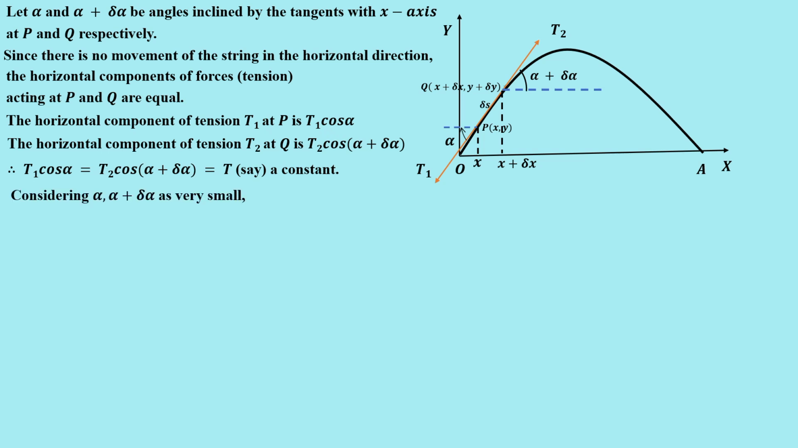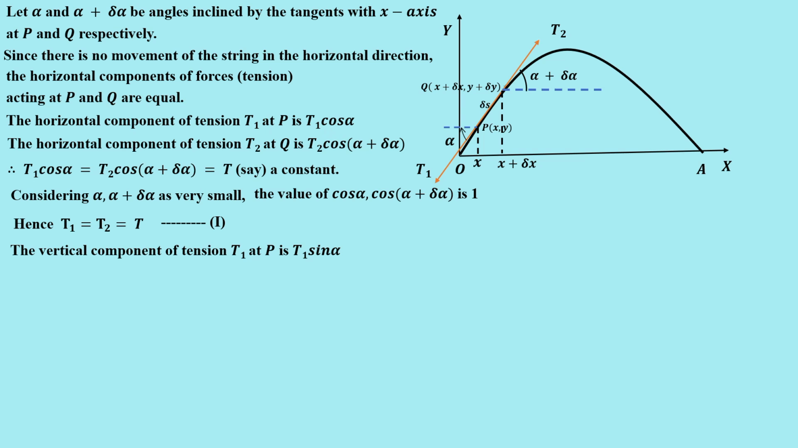Considering alpha and alpha plus delta alpha as very small, the values of cos alpha and cos(alpha plus delta alpha) are 1. So T1 equals T2 equals T. So that is equation number 1. Very small, almost 0, so cos 0 is 1. Alpha plus delta alpha is also almost 0. So we are taking it like that, right?